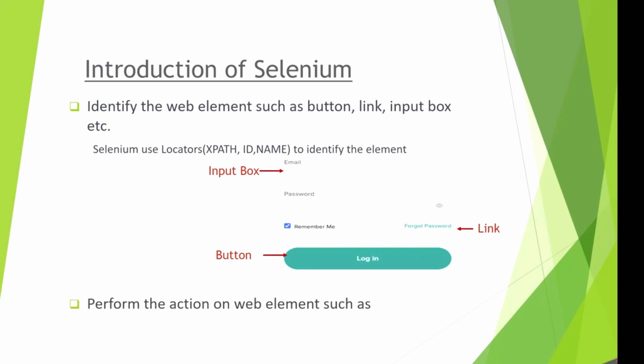The second step is performing the action on the web element, such as entering a value in an input box, clicking on a button or clicking on a link, or selecting a value from the drop down. And the last step is to execute the test case, execute the script.